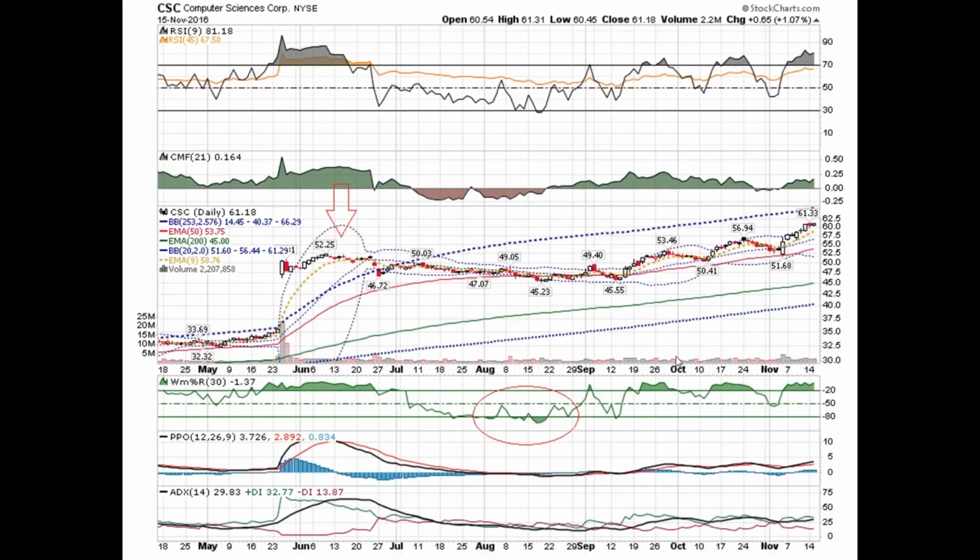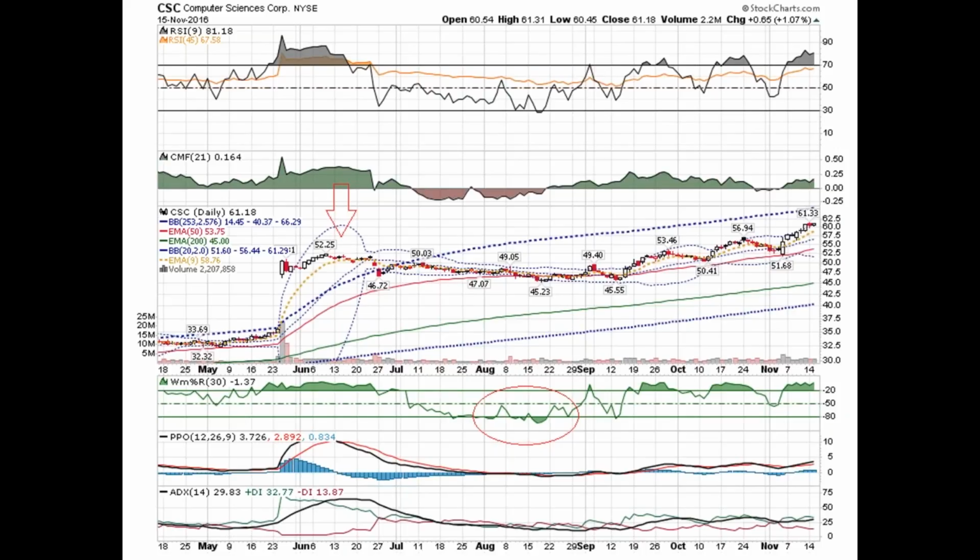Okay, so having said that, let's look at a couple of these charts. Now, this is a daily chart of Computer Sciences. You can see it spiked up well above the upper band. And again, I'm going to assume that this was probably some sort of an earnings event back in May of last year. And you can see how it just kind of traded sideways for a couple of months.